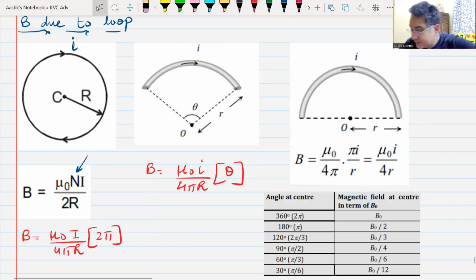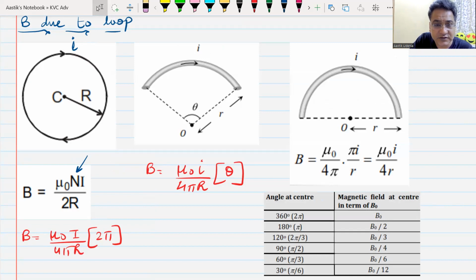In terms of magnetic field at the center, if it is a semicircle, it is B naught by 2. If it is 120 degrees, it is B naught by 3, and so on. Do we understand this? Yes or no? Yes, sir. Now, this is the magnitude of the magnetic field. How do you find out the direction of the magnetic field? You turn your fingers. If the current is clockwise, it will go inside. Do we understand this? Yes, sir.